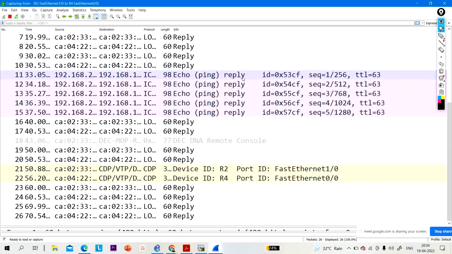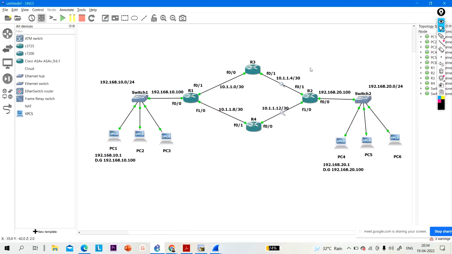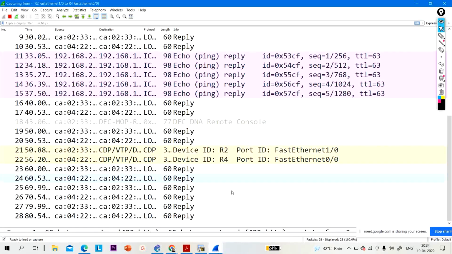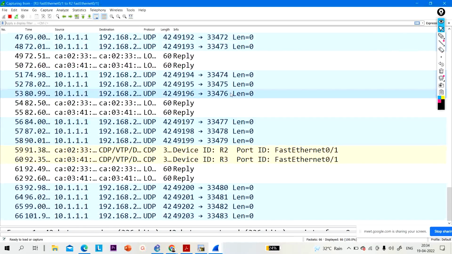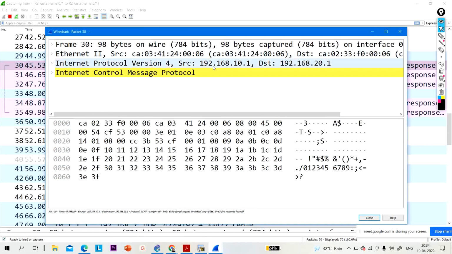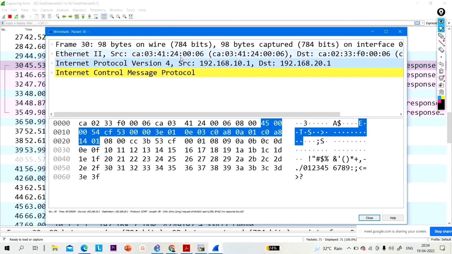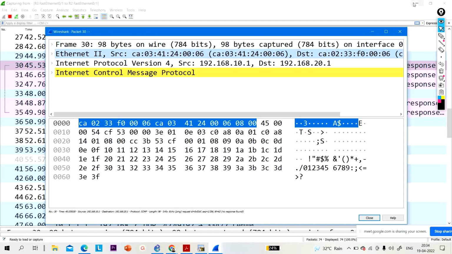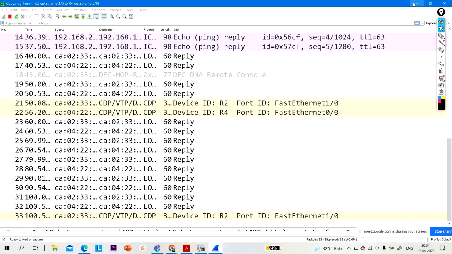This one is reply between R2 to R4. So R2 is sending to R4. See, this one is reply and this one is request. So here is request, right? Source is 10.1 and destination is 20.1, right? Source MAC is, this is MAC address of which interface?